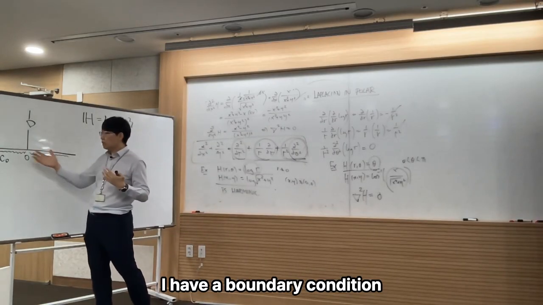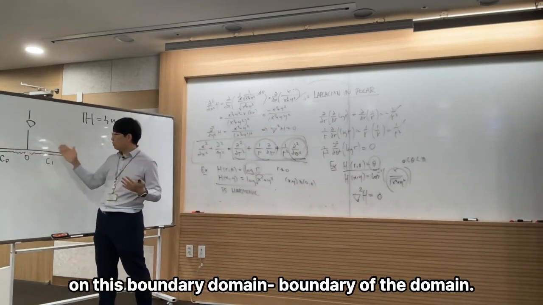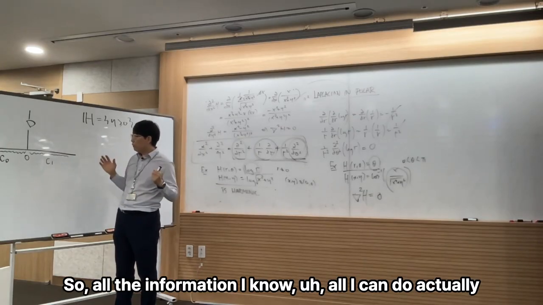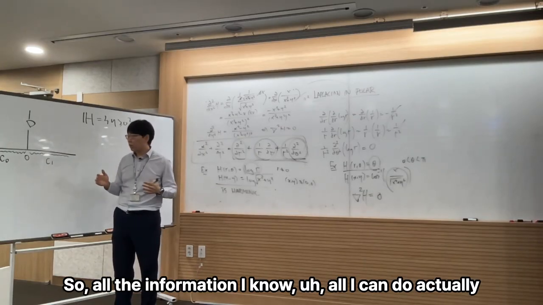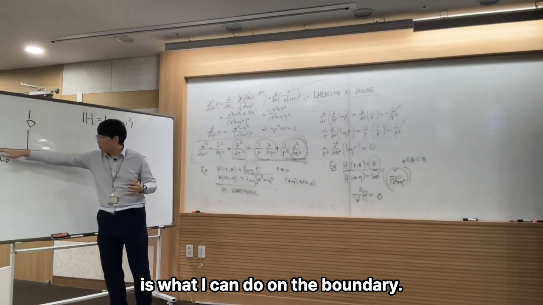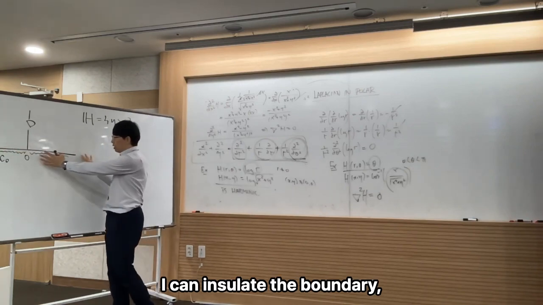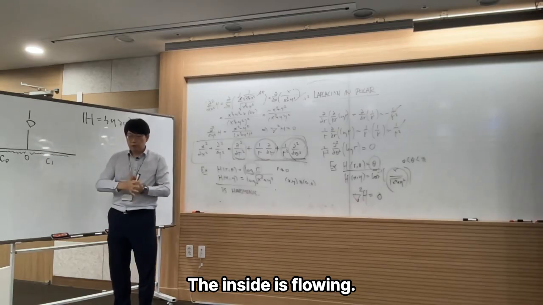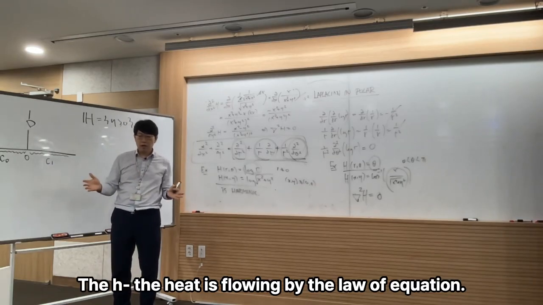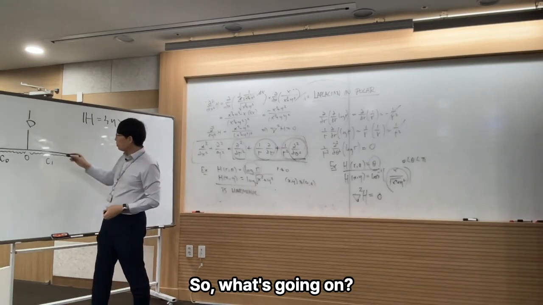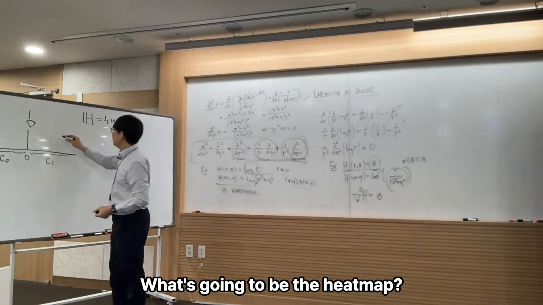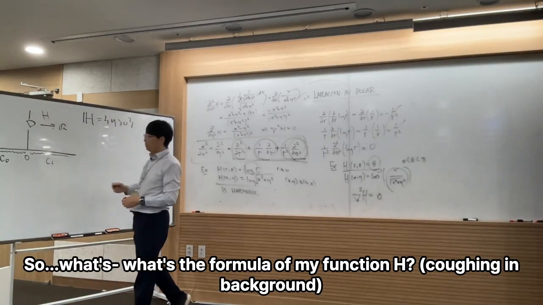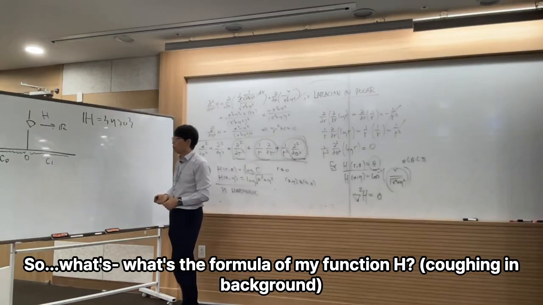I have a boundary condition on this boundary of the domain. I want to know what's going on inside. All I can do on this domain is what I can do on the boundary. I can insulate the boundary, but I have no control on the inside. The inside is flowing, the heat is flowing by the law of the heat equation. So what's going to be the heat map? What's the formula of my function h?